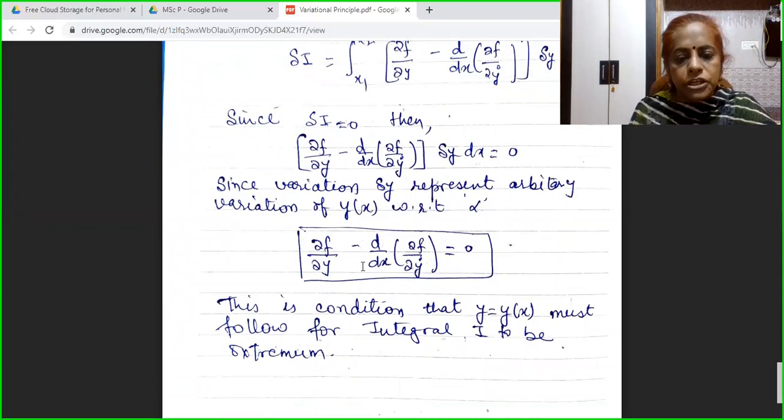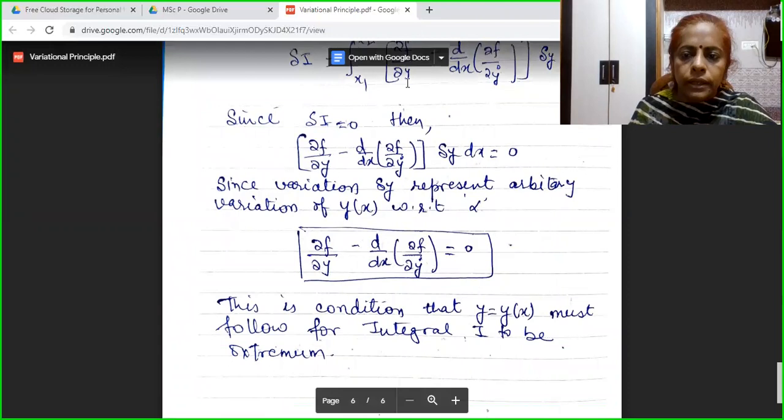Here f is a function of three quantities. What are these quantities? x, y, and y'. x is independent, y is dependent, and the dependence is on parameter x. I hope students, you have learned what I taught you today.